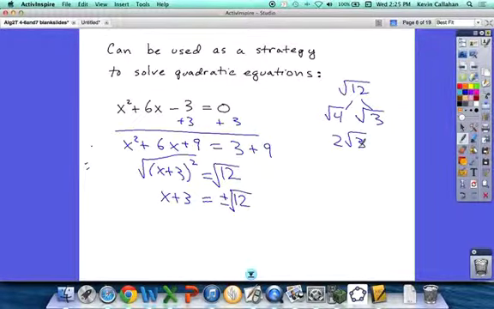Okay. So this is actually x plus 3 equals plus or minus 2 times the square root of 3. Now, have we solved for the x yet? What's with the x that we still have to move? You got to subtract the 3. So when you subtract the 3, it looks like this. X equals negative 3 plus or minus 2 root 3.